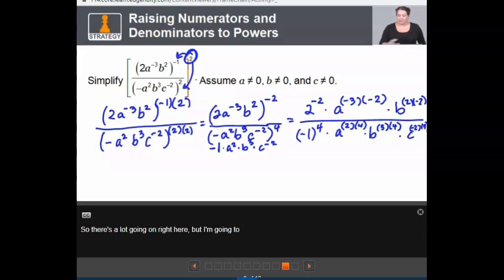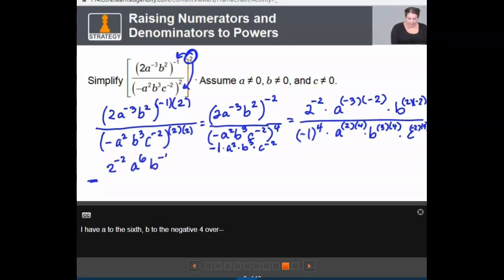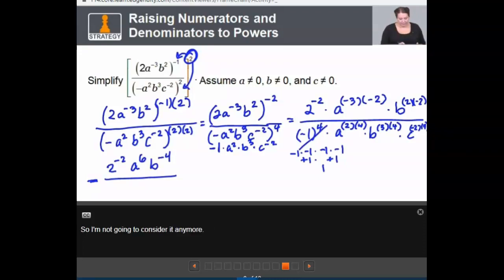So there's a lot going on right here, but I'm going to make this look a lot cleaner really quickly, right? I have 2 to the negative 2, I have a to the 6th, b to the negative 4, over, let's see, negative 1 to the 4th is negative 1 times negative 1 times negative 1 times negative 1. That's a positive 1 times a positive 1, so I end up with a positive 1. So I'm just going to disregard this. Positive 1 times anything is just that thing. So I'm not going to consider it anymore. This is an equal sign, P.S. a to the 8th, b to the 12th, and c to the negative 8.